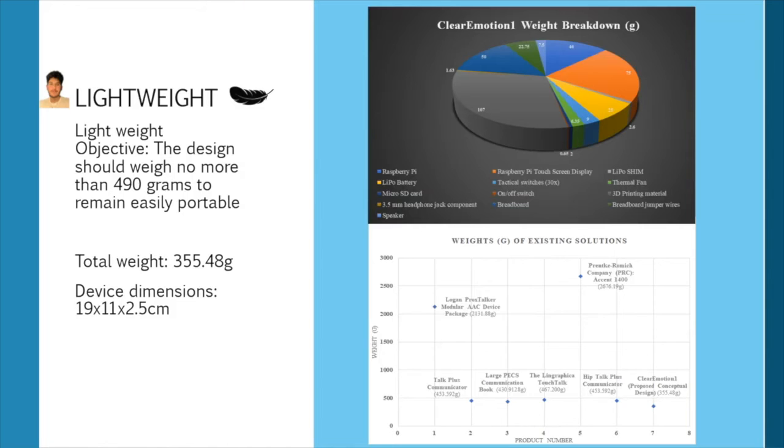We consider this to be lightweight after comparing this in-depth weight estimation of our design to the lightweight objective we created initially. It is evident that we surpassed the objective of this design weighing no more than 490 grams by being roughly 135 grams under this objective. Additionally, the graph on the right displays the comparison of the weight estimation to existing augmentative and assistive devices in the market. The graph shows that out of the 6 AAC devices we've chosen to compare to our design's weight, the Clear Emotion 1 clearly weighs the lightest.